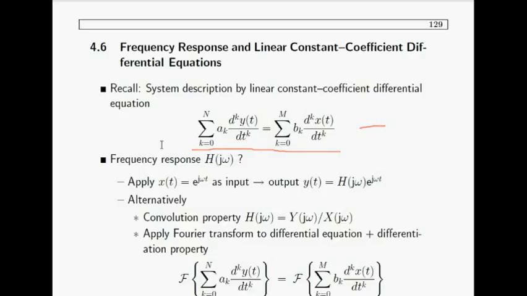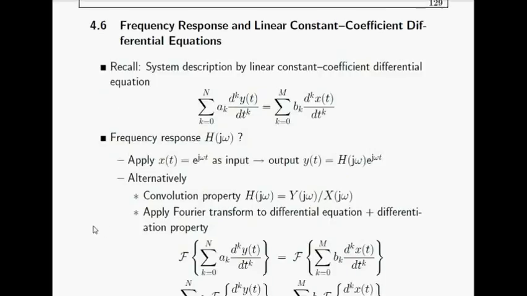For a frequency response H of j omega, let's first consider that x(t) is e to the power j omega t. Then y(t) will be H of j omega times e to the power j omega t. Alternatively, with the help of the convolution property, you can see that H of j omega will be Y of j omega upon X of j omega.